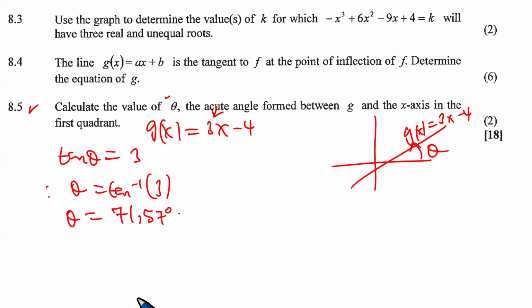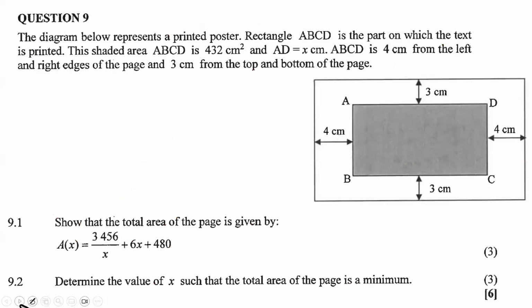71.57 degrees. So to calculate the value of theta, the acute angle formed between G and the x-axis in the first quadrant, that angle is 71.57 degrees. Next point.